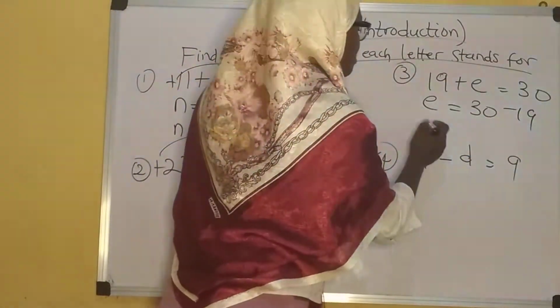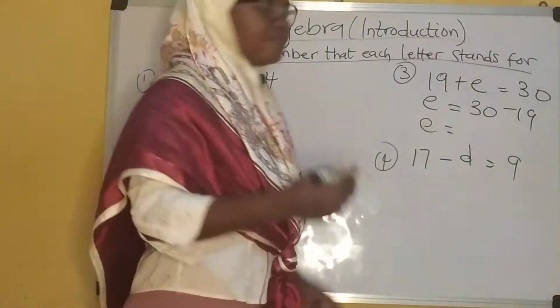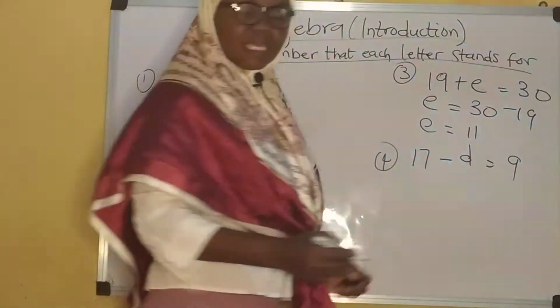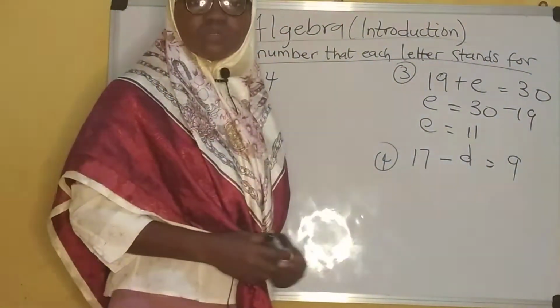Minus 19. So my e will be 30 minus 19, which will give me 11. So my e is now 11. So this next one is 17 minus d equals 9.